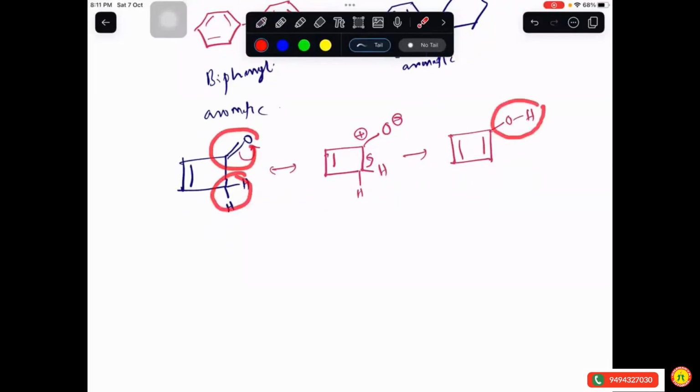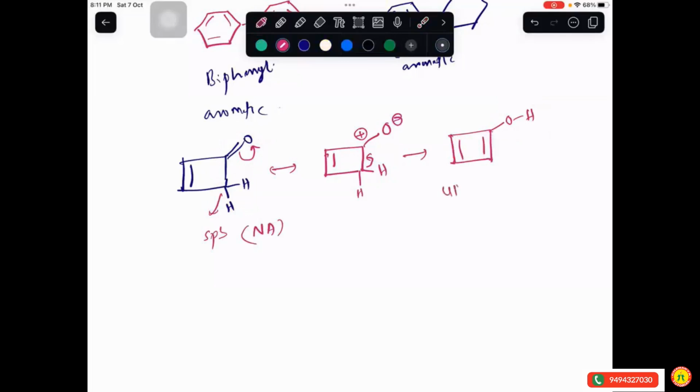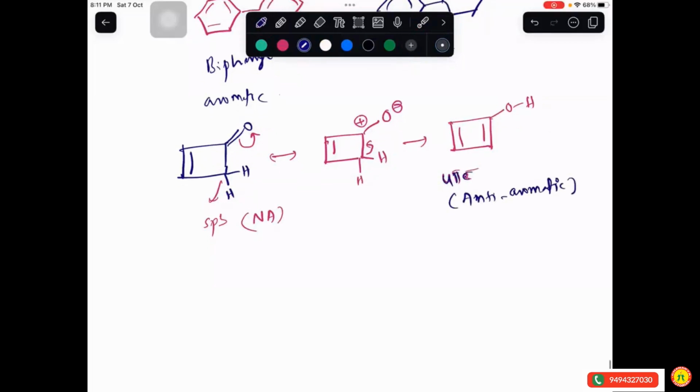But this carbon is sp3, observe carefully. Therefore, you can say this is non-aromatic. But this other has two pi bonds, nothing but 4 pi electrons. It has 4 pi electrons, so what is the meaning of this? It is anti-aromatic, right? It is anti-aromatic.